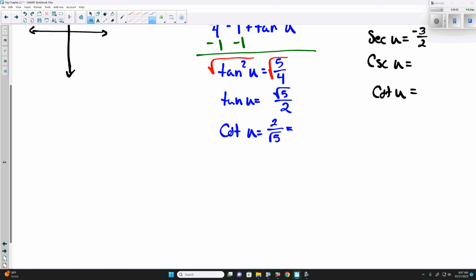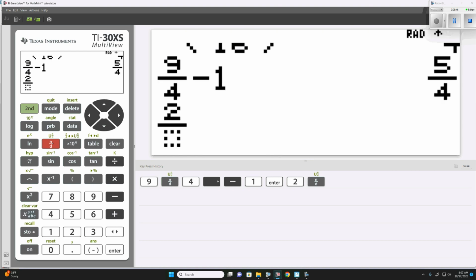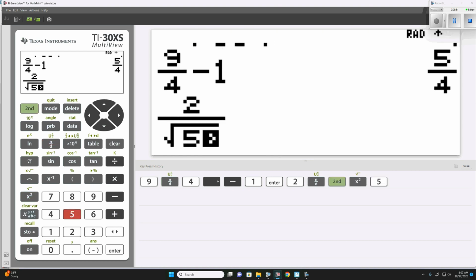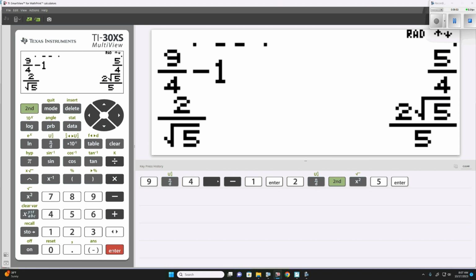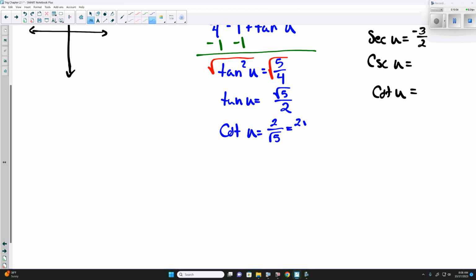Now it might seem odd I'm writing this under tangent and not just putting it over in part of our answer, but the denominator for cotangent right now is irrational. We have a square root. And if we rationalize it, we can plug it into the calculator or do it by hand. We get 2 square roots of 5 over 5. We get this here.